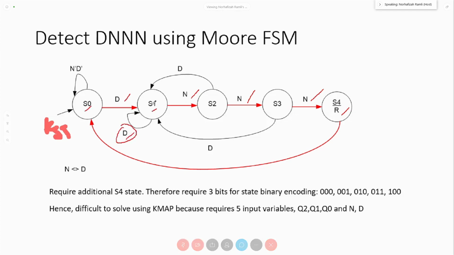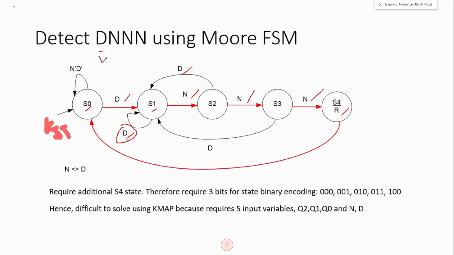So now the new process is from this D, not from this D. And then if you see N, go here. Now from state 2, you already have D, you already have N. You're looking for another N, but suddenly D comes. If D comes, you have to go back to S1. I mean, you have to restart the sequence because you already broke the sequence.